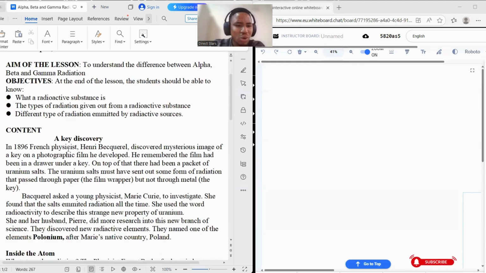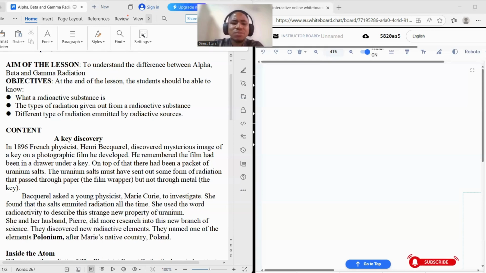It starts from a key discovery. This key discovery was in 1896, by a French physicist named Henri Becquerel. He discovered a mysterious image of a key on a photographic film he developed. Remember that there was one mysterious image showing of that key. So he was wondering what could cause that.